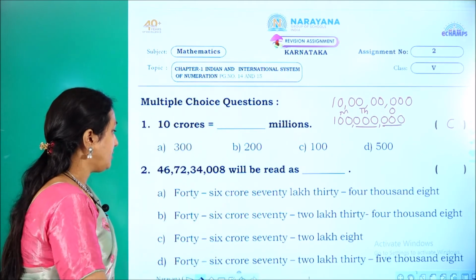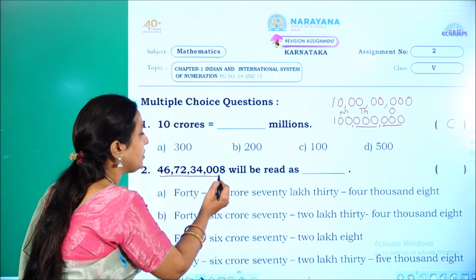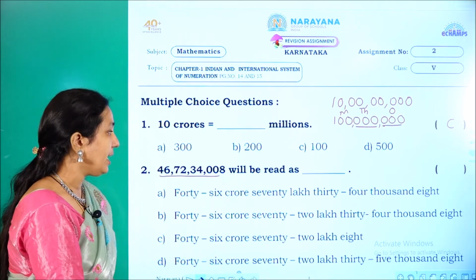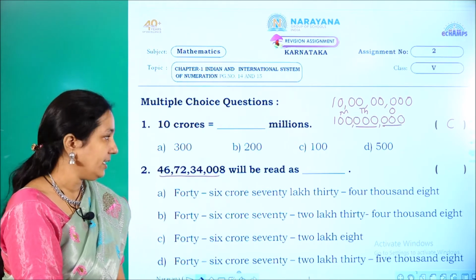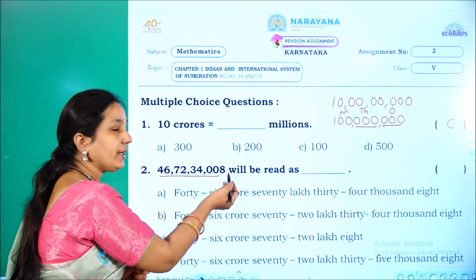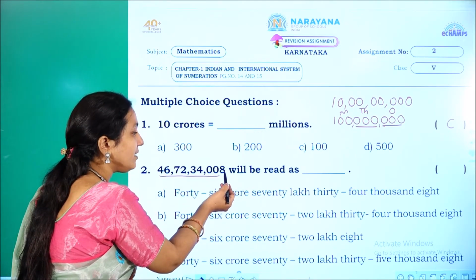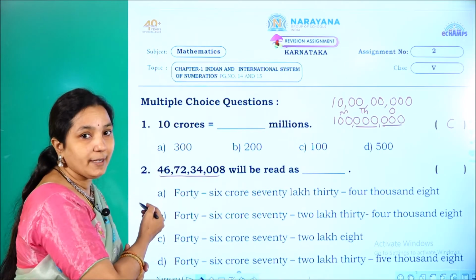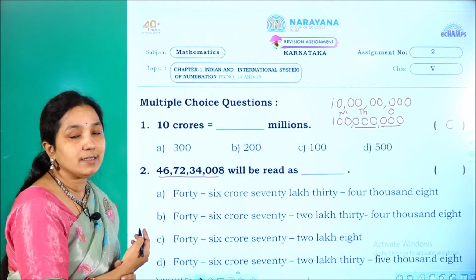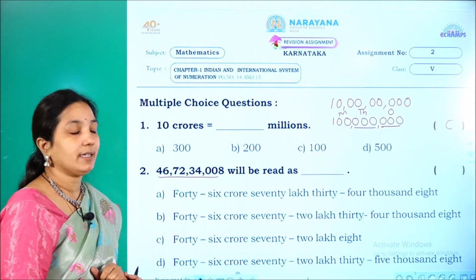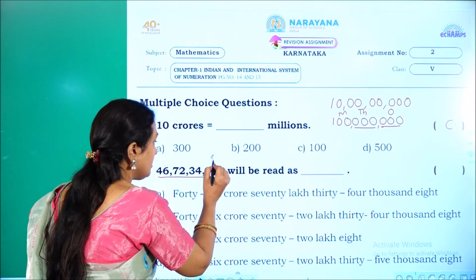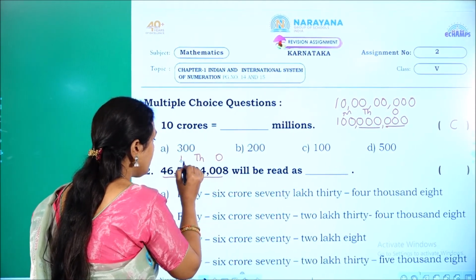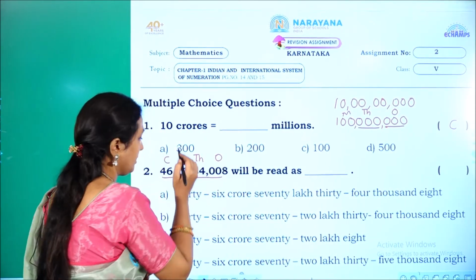Next one. So here the number is given. We have to check how to read it. Here already you can observe, ones period consists 3 places. Remaining periods consist 2 places. Means it will be the Indian system. So here this is ones period, afterwards thousand, afterwards lakhs, and afterwards crores.